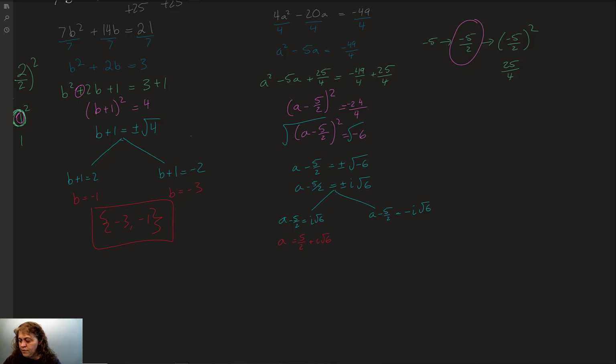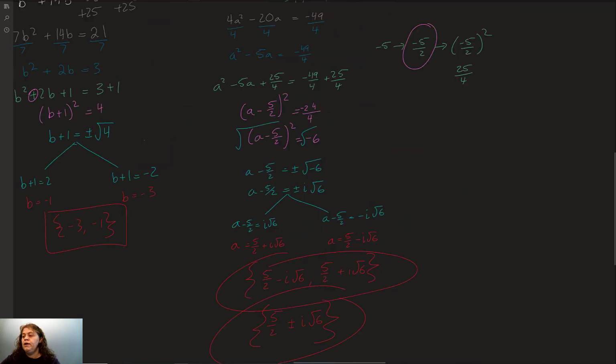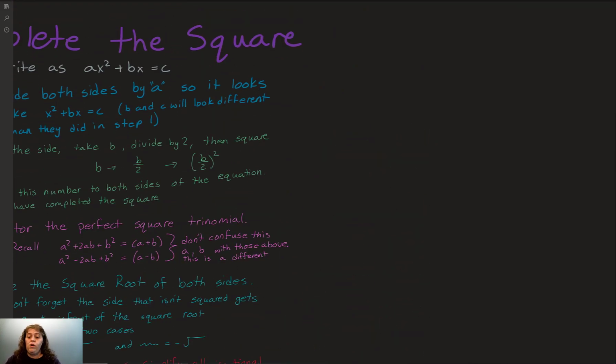So we have a equals 5 over 2 minus i root 6 and 5 over 2 plus i root 6. You can also write this as 5 over 2 plus or minus i root 6. Perfectly valid to do that as well. Either one, don't care. And there we go. So we've done completing the square. That was the scariest, hairiest one of them all.